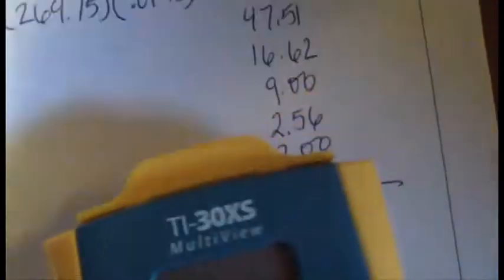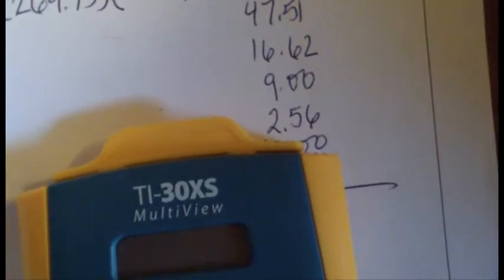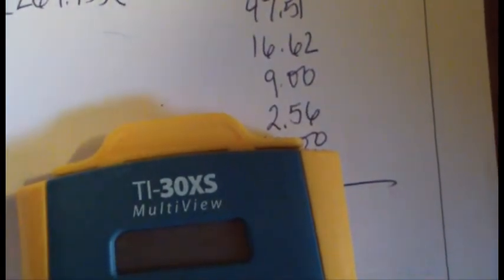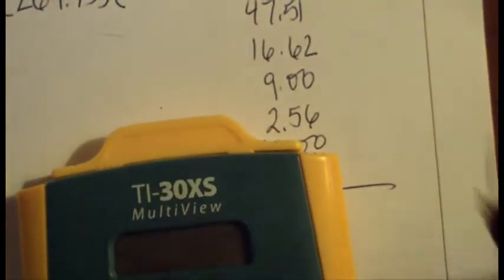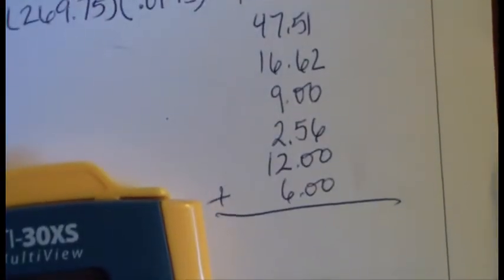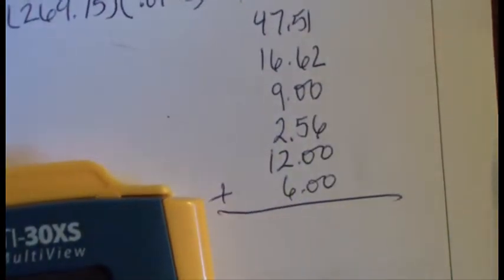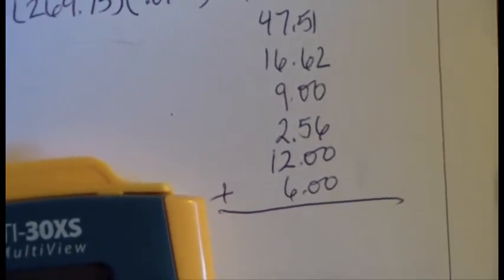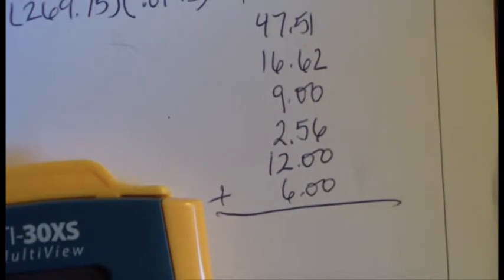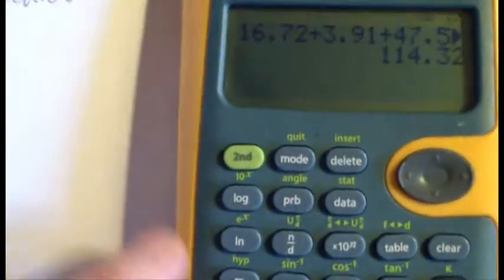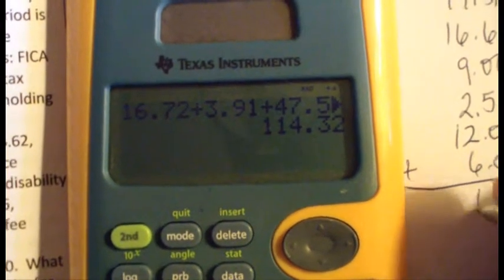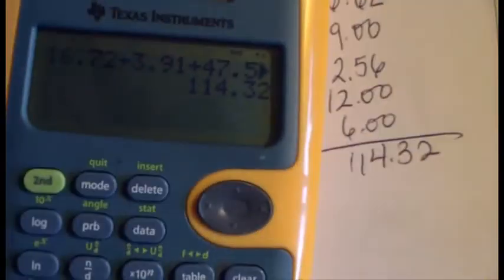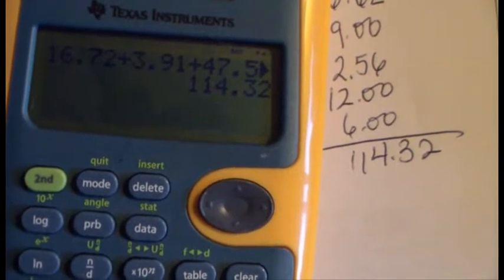So we're going to add all those together, and those are going to be the deductions taken out of her paycheck. So we had $16.72, $3.91, $47.51, $16.62, $9, $2.56, $12, and $6. So that adds up. If you put that all into your calculator, it's $114.32.